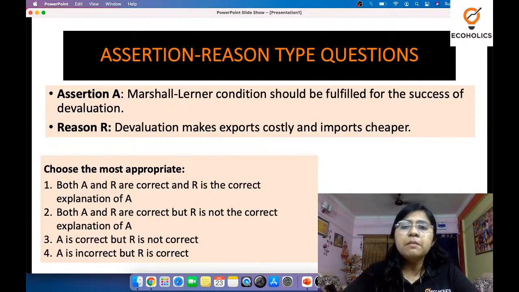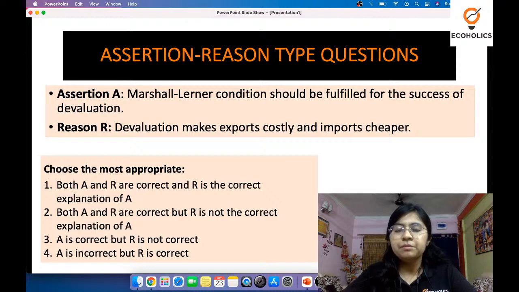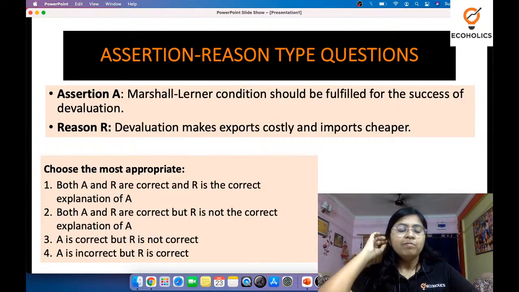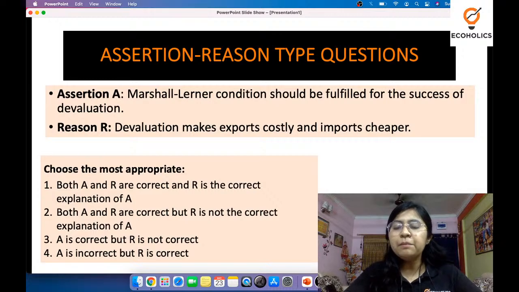So assertion reason में the first question that we are doing is this one. Marshall-Lerner condition should be fulfilled for the success of devaluation. The Marshall-Lerner condition, first of all, like I said, terminologies matter a lot. Marshall-Lerner condition is also one of those terminologies. So, I hope that everyone knows about what is Marshall-Lerner condition. Yes? What do you mean by the Marshall-Lerner condition? Do we know about the Marshall-Lerner condition? Yes?